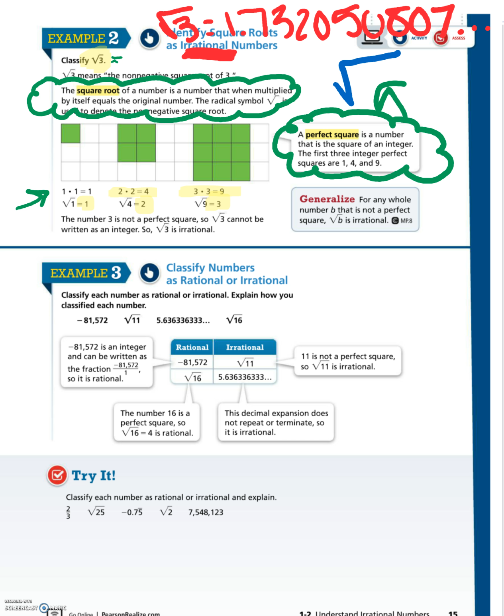I like to think of irrational and rational as like I've heard people be described as irrational. That means they're crazy all over the place. And I think of repeating numbers and numbers that end as kind of like sane and put together.